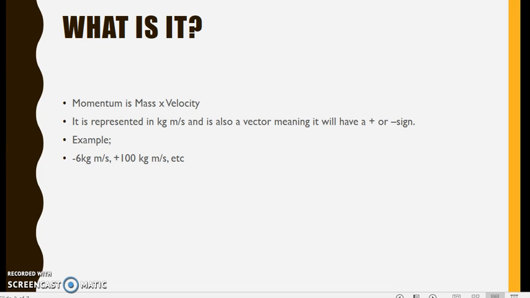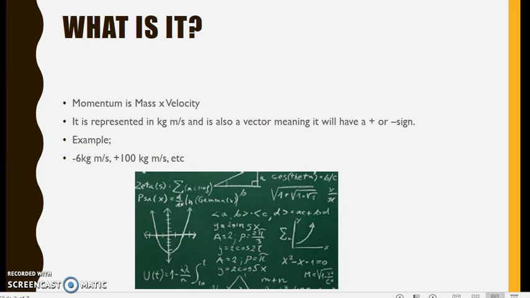Momentum is mass times velocity. Just ignore that. It is represented in kg per meters a second. It is also a vector, meaning it has a positive or negative sign. An example is negative 6 kg per meter a second, or positive 100 kg per meter a second, and etc.